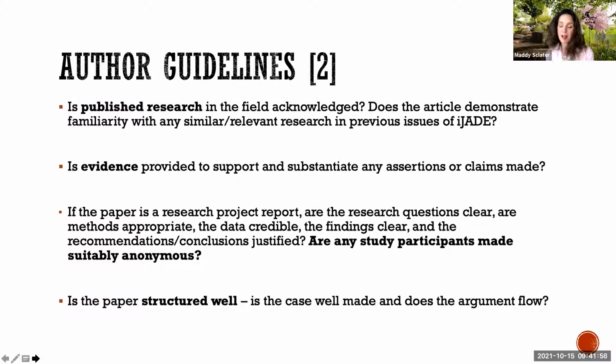If you are making any substantive claims, is published research in the field acknowledged? Do you demonstrate familiarity with any similar or relevant research in, for example, a previous issue of this journal, or other journals, in fact, as well? So it's about being very explicit about the pool of resources and other research that you're drawing upon for the claims being made in your own paper. And obviously thinking about the evidence that you're providing to support and substantiate any claims or assertions that you're making.